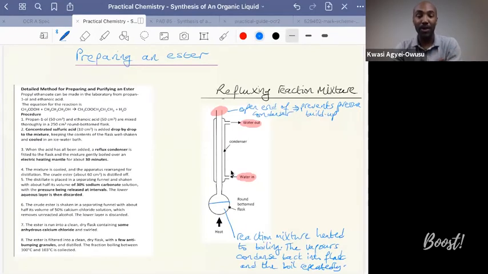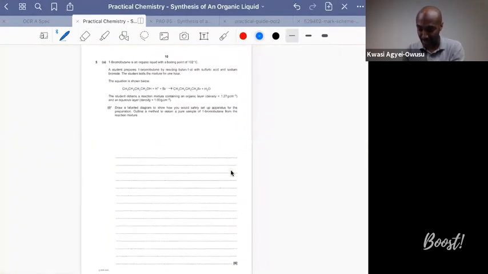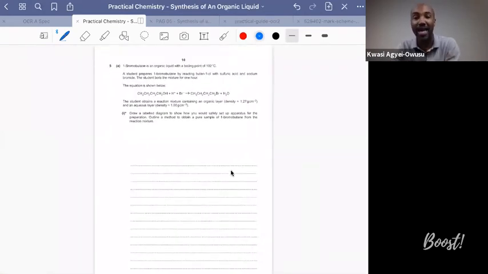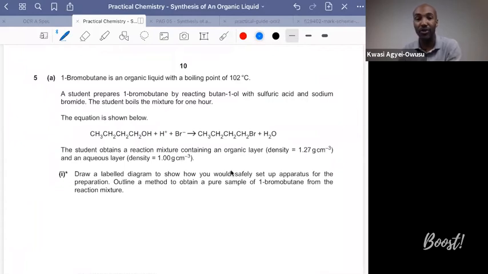Okay, so three different reactions, all making an organic liquid. What I want us to do next is to test how much we've understood about the different techniques we've seen. And I've got a couple of past exam questions that we can use to test our understanding. So let's get on with that. So the first one to look at is a 2018 paper 2 AS looking at the synthesis of a bromoalkane. So we're looking at the synthesis of 1-bromobutane, which is an organic liquid, and we're told it has a boiling point of 102 degrees C.